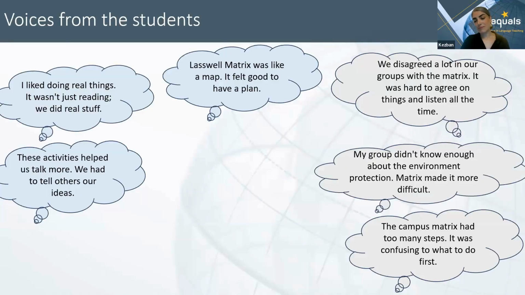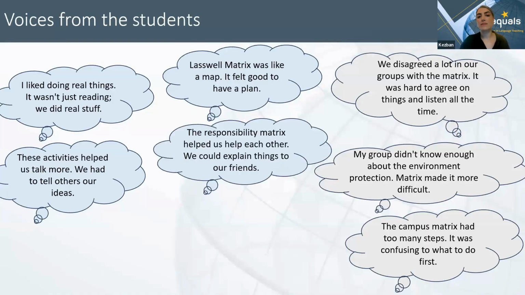Having said this, they said they didn't know enough about the environment and environmental protection. They said, we don't know enough techniques. How are we going to propose solutions? So at a certain point, because of a lack of expertise, let me say, or content knowledge, they said the matrix made it even more difficult to think about a possible solution because they lacked background information.